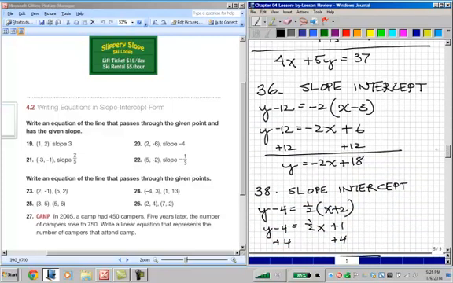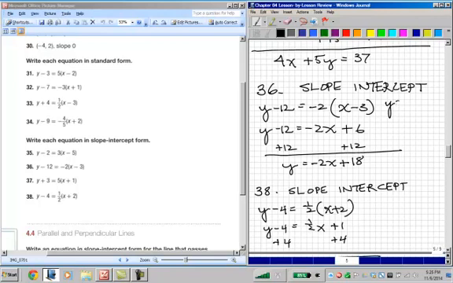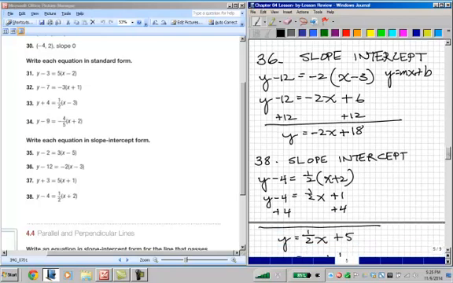36, slope-intercept. So we're putting this into y equals mx plus b form. Okay, y minus 12 equals negative 2 times x minus 3. This is what we're given. So eliminate parentheses. Y minus 12 equals negative 2x plus 6. Add 12 to both sides. Y equals negative 2x plus 18. You are done.